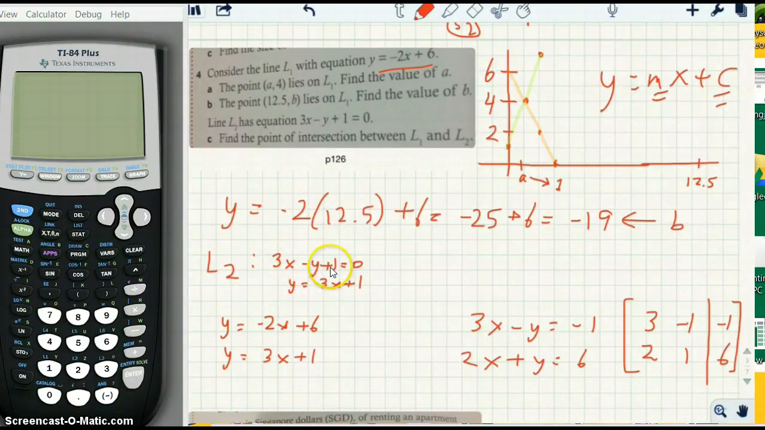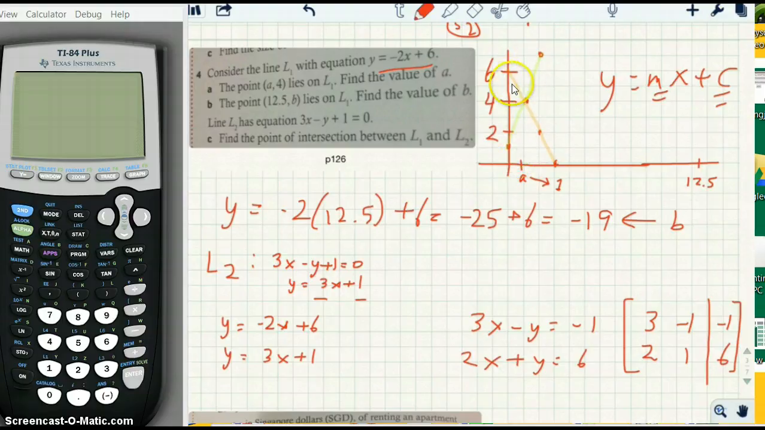So we take 3x minus y plus 1 equals 0, and then we want the y by itself on the other side, so we add y to both sides, and this side here becomes 3x plus 1, and this side here just becomes y. So we can see that this equation here is actually y equals 3x plus 1. Once we know it's y equals 3x plus 1, well, the gradient is 3 and the y-intercept is 1. The y-intercept is 1, gradient is 3, which means you go over 1, up 3, 1 over 1, up 3. We draw a green line.